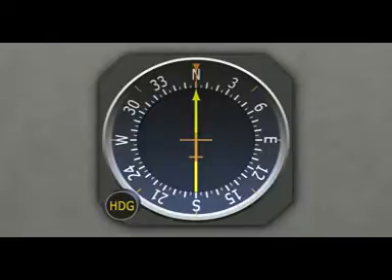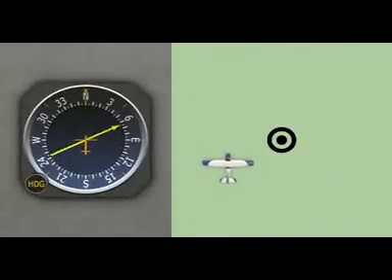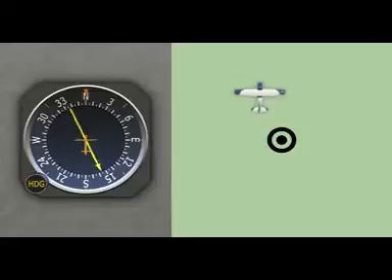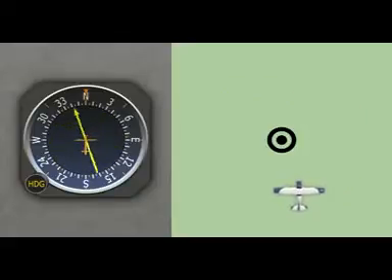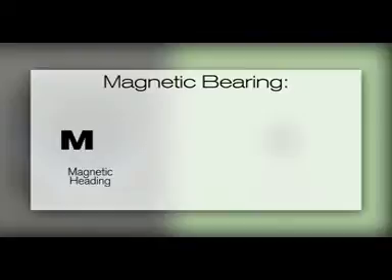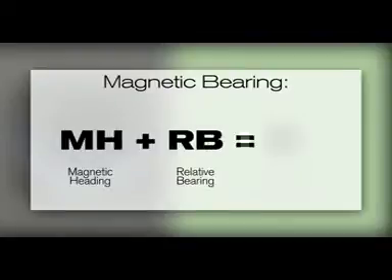The face of an ADF contains a needle that points to the relative bearing of the NDB. The relative bearing is the number of degrees measured clockwise between the aircraft's heading and the direction from which the bearing is taken from. You can use this simple formula to calculate the magnetic bearing to the station. Magnetic heading plus relative bearing equals magnetic bearing.